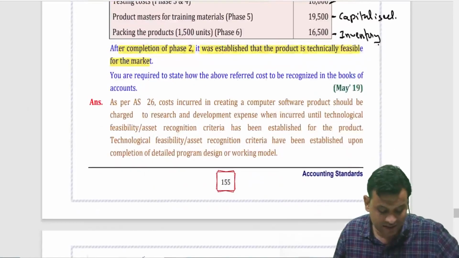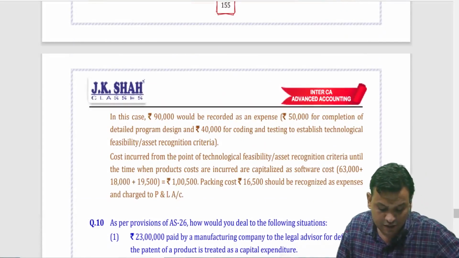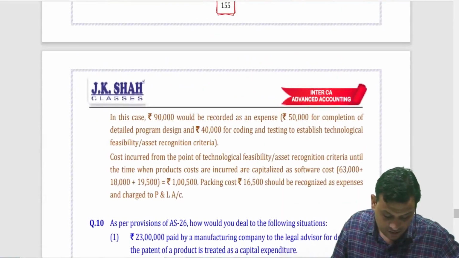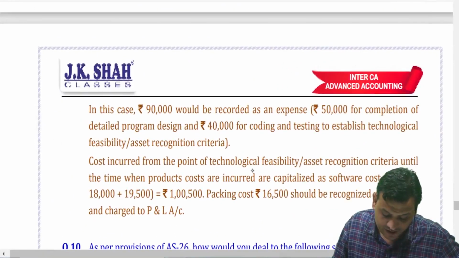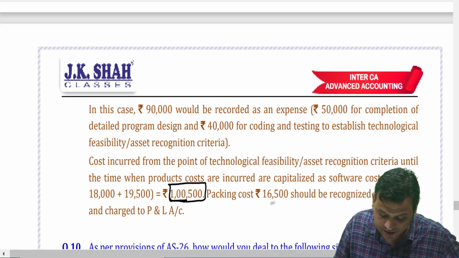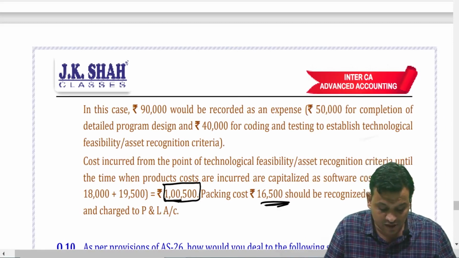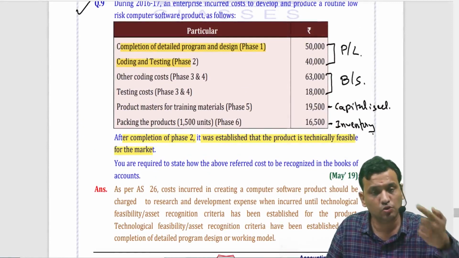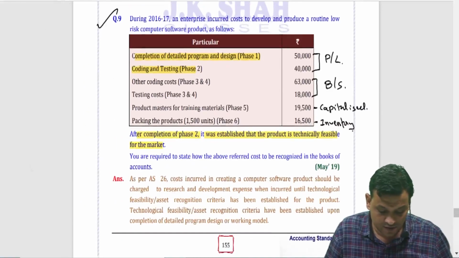Okay, so let us have a glance through it. 90,000 should be recorded as an expense. Okay, so P&L. Cost incurred from the point of technical feasibility, the asset recognition criteria, until the time the product costs are incurred or capitalized, that is 63, 18 and 19,500. 1,05,500 will be capitalized. Packing cost should be recognized as an expense. Of course, recognized as an expense and charged to P&L means it will be forming part of my inventory. And once the inventory is sold, it will be expensed off.